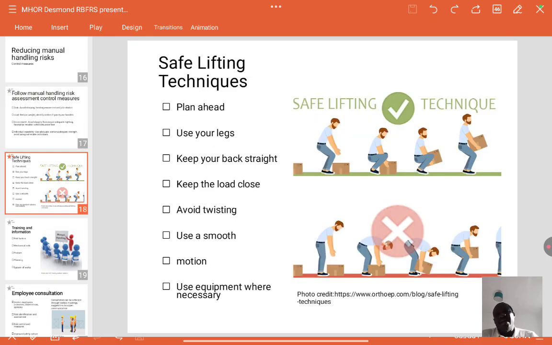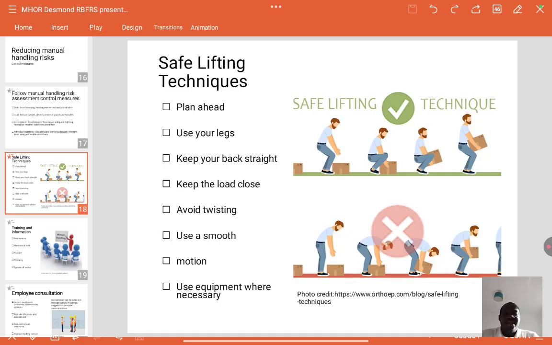Now I just want to highlight a safe lifting technique here with a picture, just to show you some of the ways that you could also avoid injury when you are undertaking manual lifting. When you look at the pictures on the right, the top right picture indicates a safe lifting technique where the person will plan ahead. The person will use the legs. As he is bowing down to the knees, he gets a firm ground and can lift the object with the legs. Whilst lifting with the legs, he keeps the back straight.